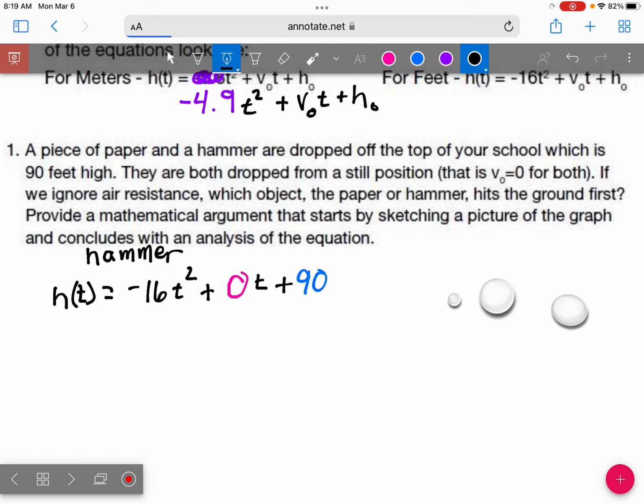What do we notice about those two equations? They're the same. They have the exact same equation. So which one is going to hit the ground first? Same time. So they would hit, or land, or whatever verb we're choosing, the ground at the same time.